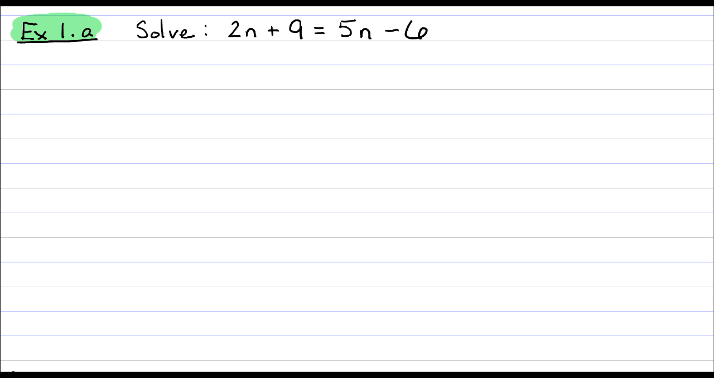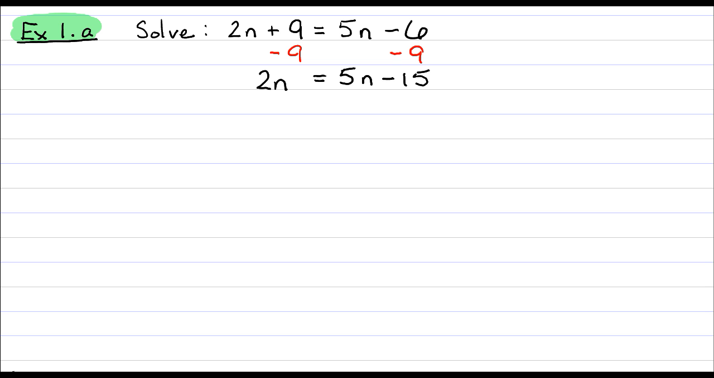Okay, so to do this, I want to start by getting rid of the 9 on the left-hand side of the equation. To do that, I'm going to subtract 9 from both sides of the equation. Since this is an equation, anything I do to one side, I have to do to the other side to keep the equation balanced. Performing that operation, on the left-hand side I'm going to be left with just 2n. On the right-hand side, I'm going to have 5n, and then I have minus 6 minus 9, which is going to give me negative 15.